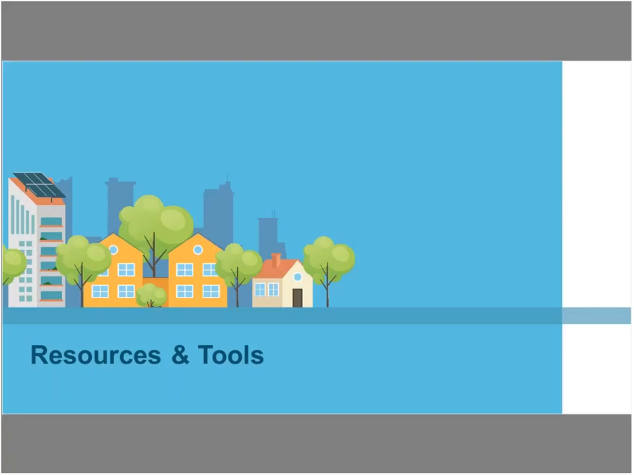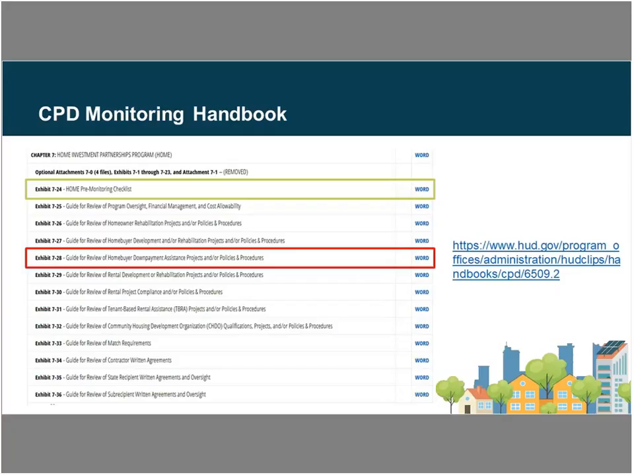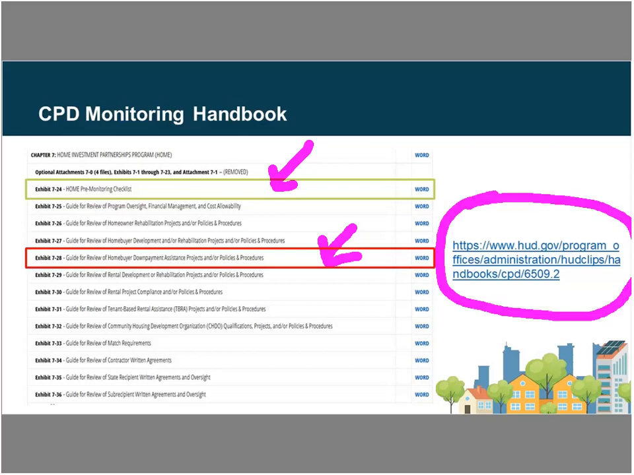So a couple of resources and tools. The red box is showing 7-28. This is the checklist that's specifically for homebuyer down payment assistance programs. And then the green box is the 7-24. This is that pre-monitoring checklist or exhibit that HUD uses to get ready to come monitor you. They are housed at HUD Clips, but you can get to them also through the HUD Exchange.